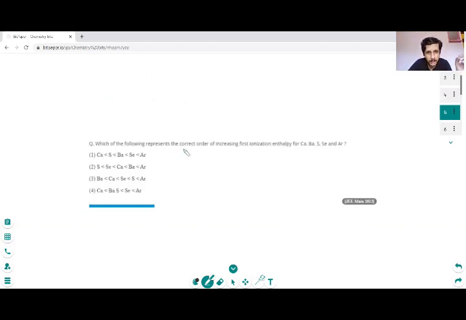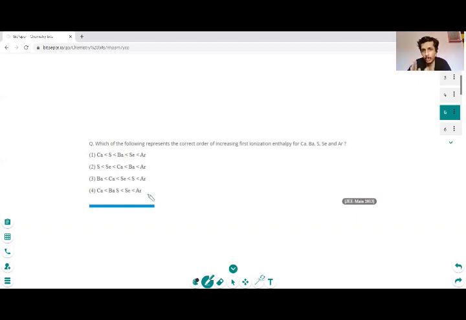Which of the following represents the correct order of increasing first ionization enthalpy? Again, this is one such example where they have asked about first ionization enthalpy. First ionization enthalpy means ionization potential, which is nothing but the amount of energy required to remove an electron from the outermost orbital. We know for one thing sure, argon has the highest.